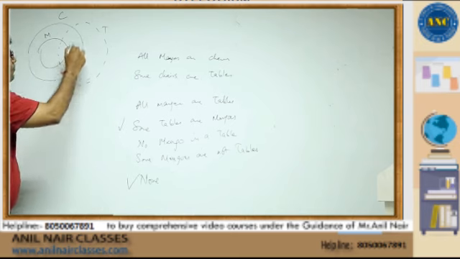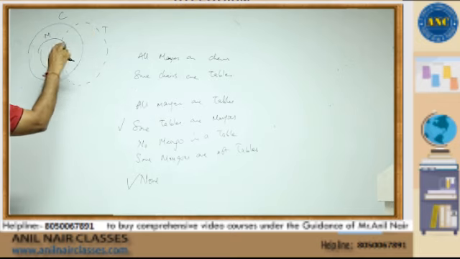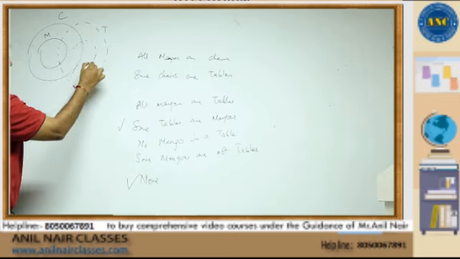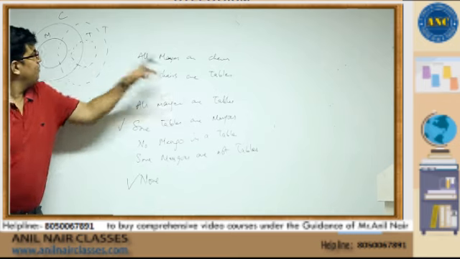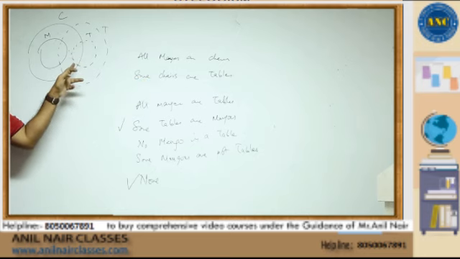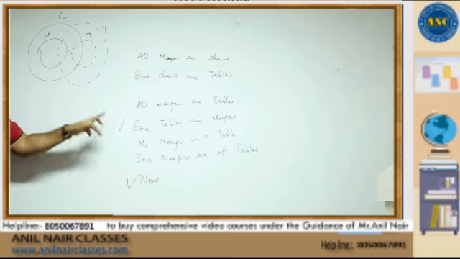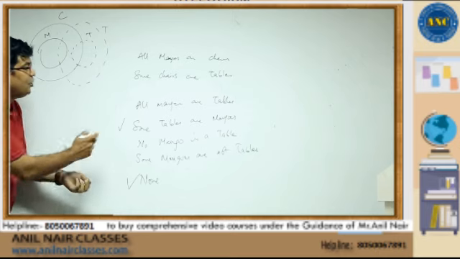Right? But what if the same thing, which is some chairs are tables, you don't know which chairs. This could be these chairs that are tables. So some chairs are tables could be this diagram, or could be this diagram. So we are not sure, therefore this is not a sure deductive logic. So this cannot be your answer.